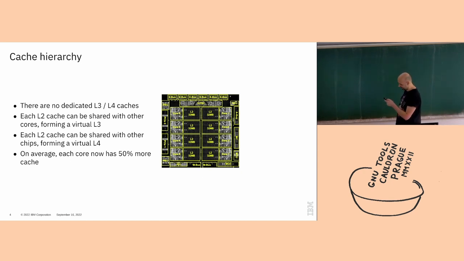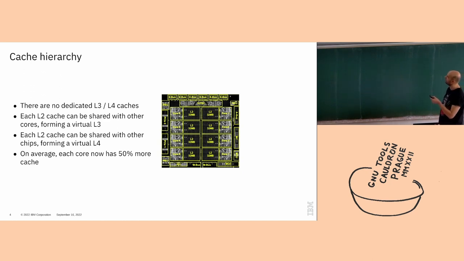Also, there are a bunch of accelerators. So this is the AI unit. I'll be talking about it a bit later. And this is the deflate acceleration unit. Quite a few things right on the CPU chip.